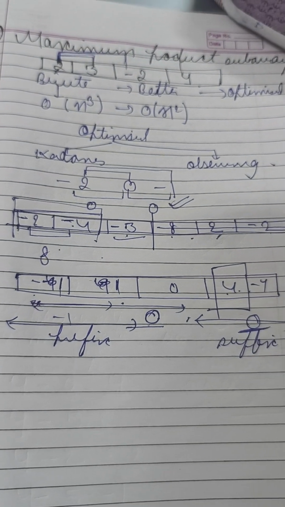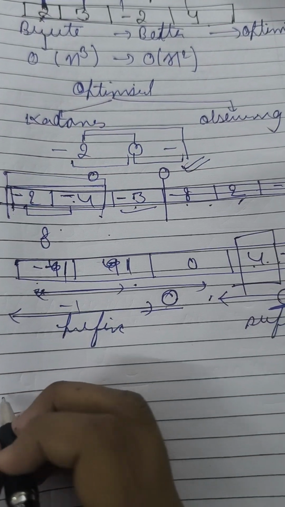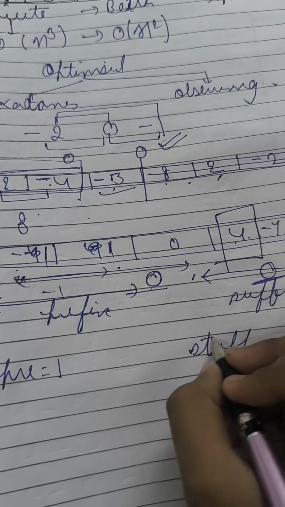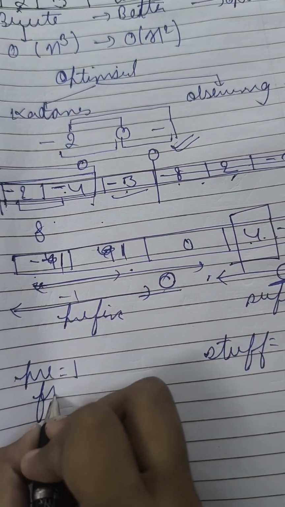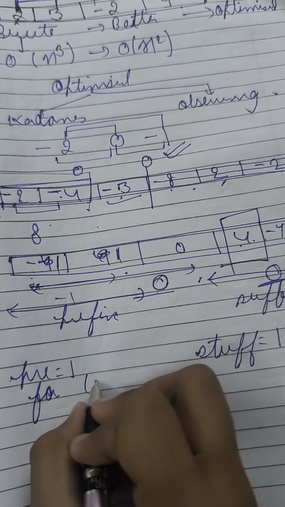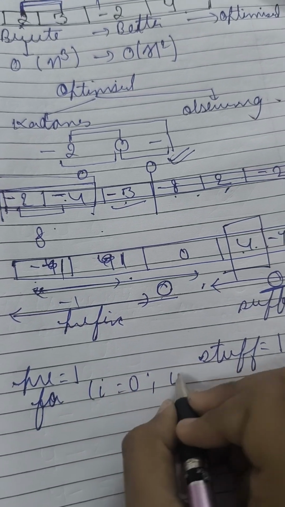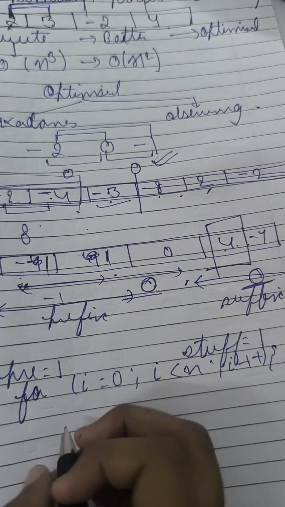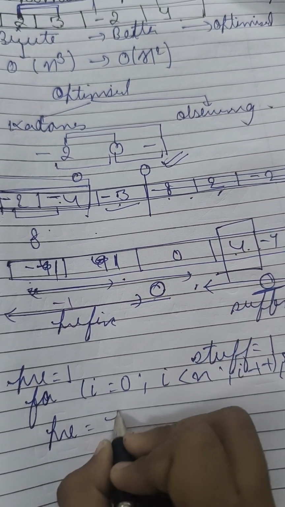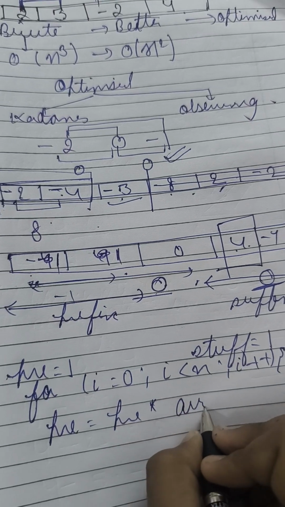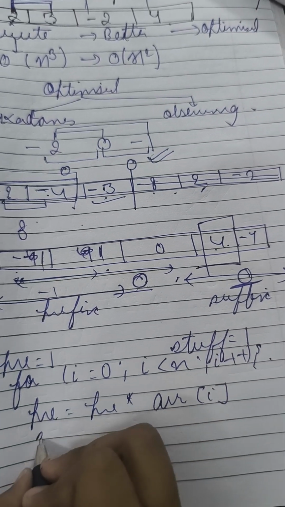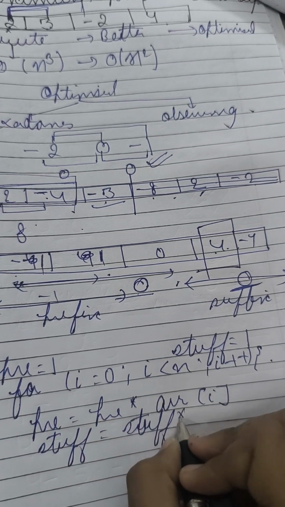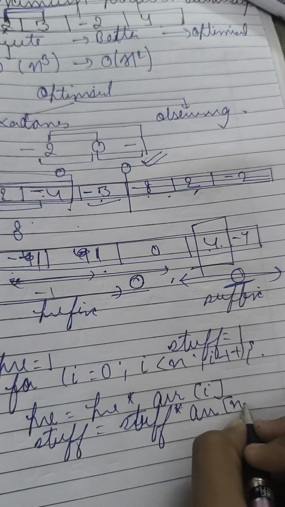Now moving ahead, we are creating 2 variables: pre equals to 1 and suff equals to 1. Now I am going to apply the for loop from i equals to 0 to i less than n, i plus plus, and each time pre equals to pre into array of i, and suff equals to suff into array of n minus 1 minus i.